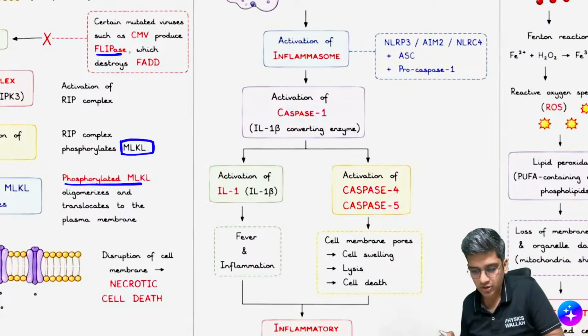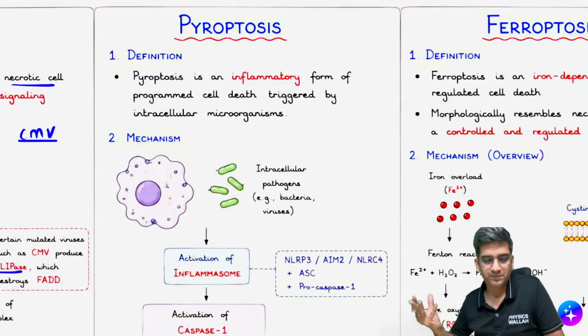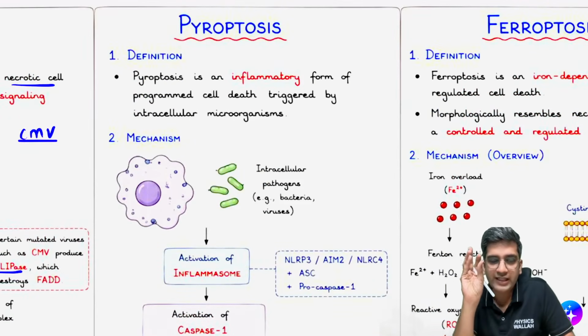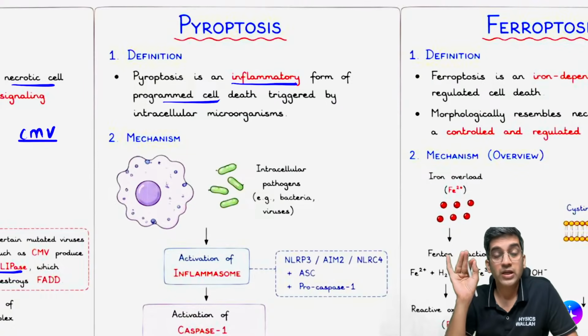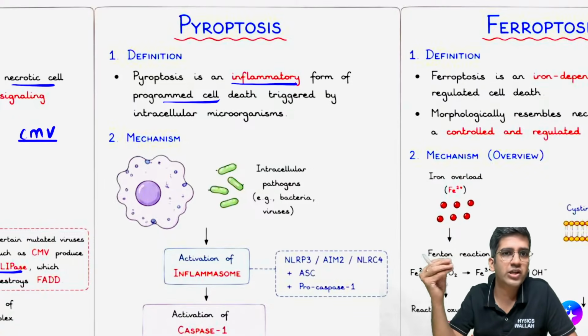Done. Then your pyroptosis. Pyro is fever. There are a few important keywords in pyroptosis which should be there in the exam. Pyroptosis is an inflammatory form of programmed cell death. It's an inflammatory form of apoptosis. The most important trigger for pyroptosis is an intracellular pathogen or uric acid. Uric acid is also an intracellular abnormality, right?